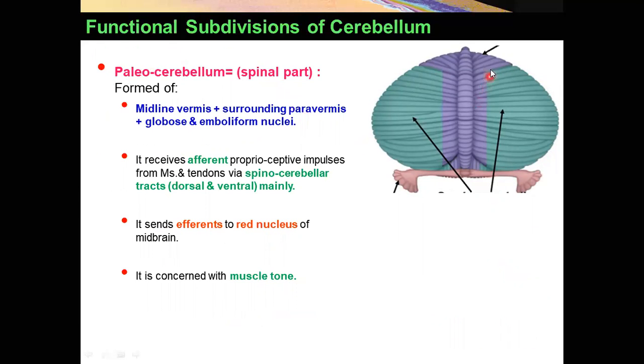Okay, paleocerebellum or the spinal part, which is formed of the midline vermis and surrounding paravermis, plus globose and emboliform nuclei. The spinal part receives afferent proprioceptive impulses from the muscles and tendons via spinocerebellar tracts, the dorsal and ventral mainly. And this spinal part sends its efferents to the red nucleus of the midbrain, and is concerned with muscle tone.